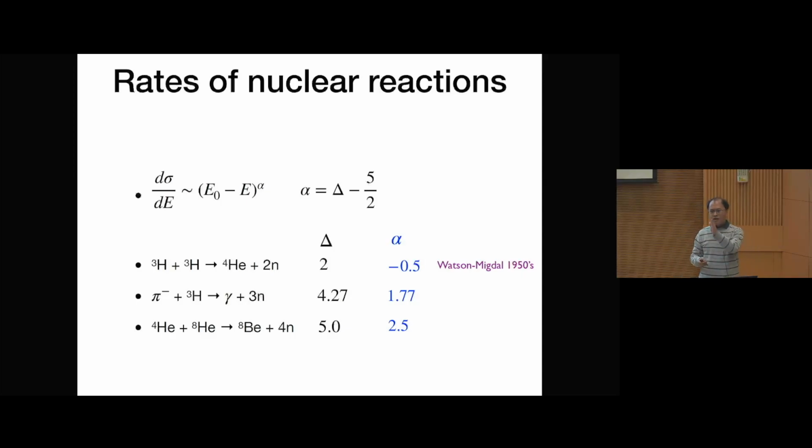Let's go up. Very close to the endpoint, it goes down, because very close to the endpoint we are outside the range of validity of the non-relativistic interacting conformal field theory. For 3 neutron emission, this number delta we have shown is equal to 4.27, and alpha then is 1.77, and for 4 neutrons we can also predict that the behavior should be E0 minus E to the power of something close to 2.5.